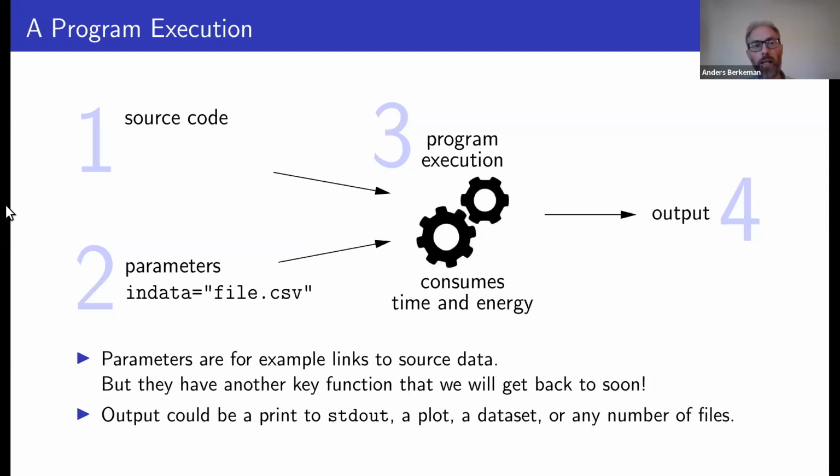Now, let's go back and see how this was actually done. We start with the very basics. Imagine that we want to execute a program. Input to the execution is source code and parameters, such as the location of input data. And output could be some kind of graph, table, animation, or just something printed to standard out. This image illustrates this very simple situation with the actual program execution consuming time and energy in the center.